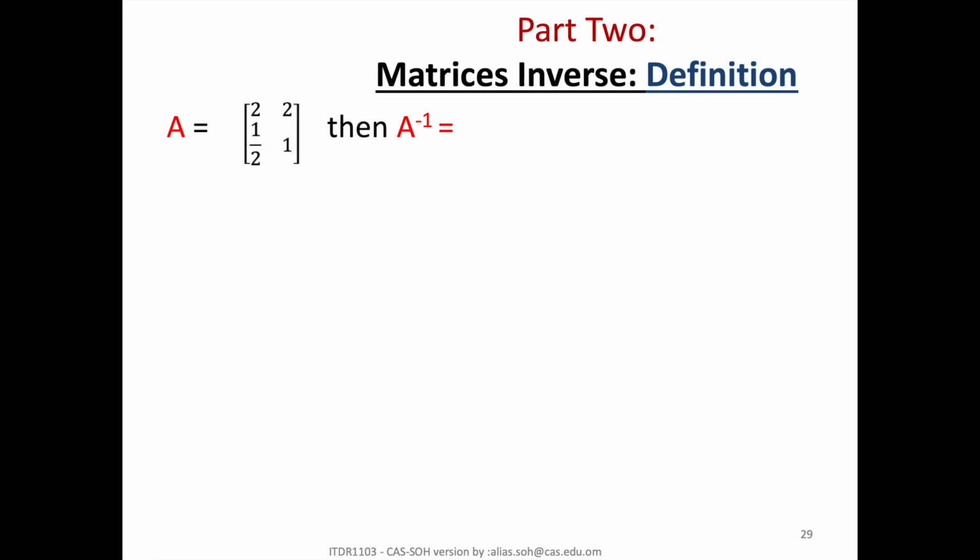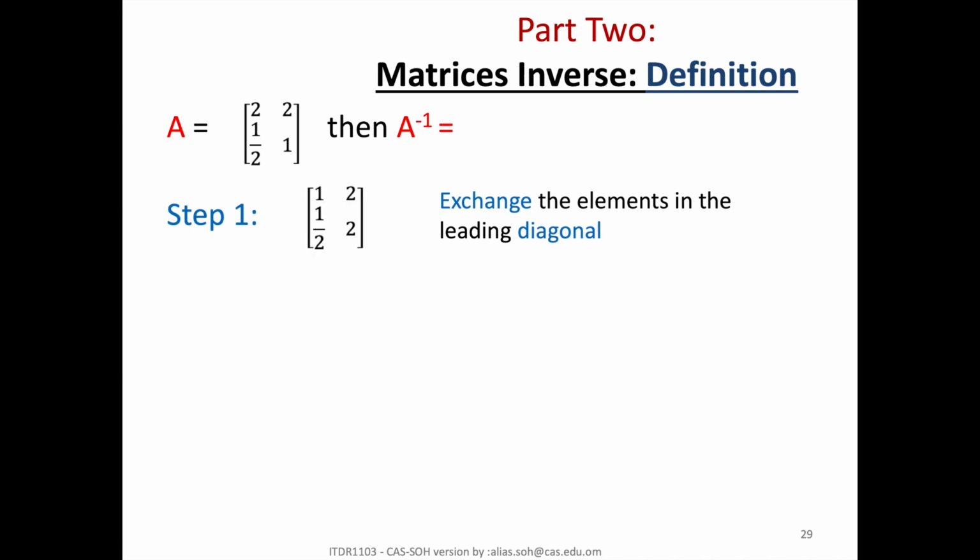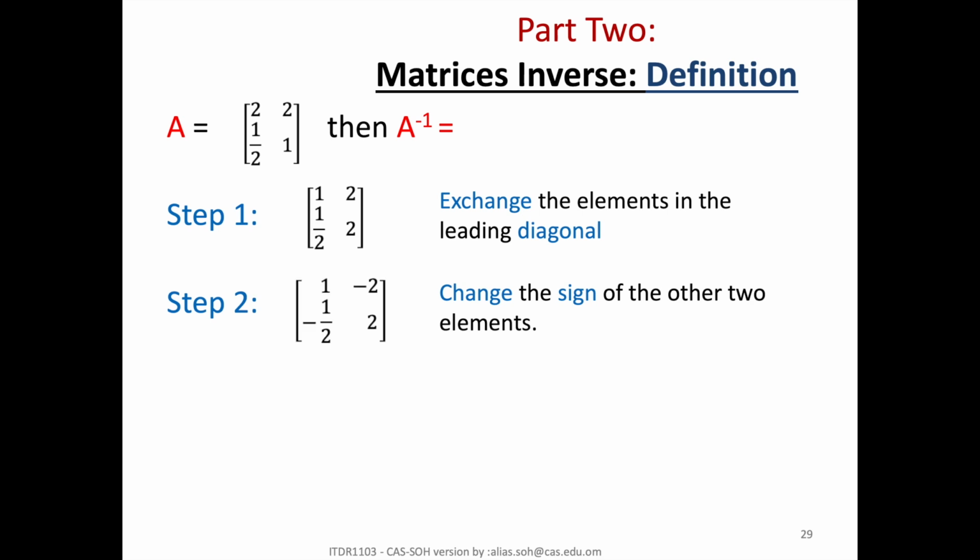We have a matrix A with 2, half, 2, 1. Then the inverse is, step 1, what do we do? We exchange the elements in the leading diagonal. Alright, and step 2, we change the sign of the other two elements.